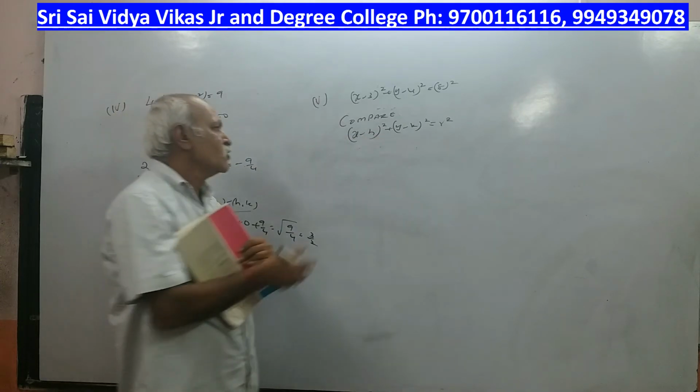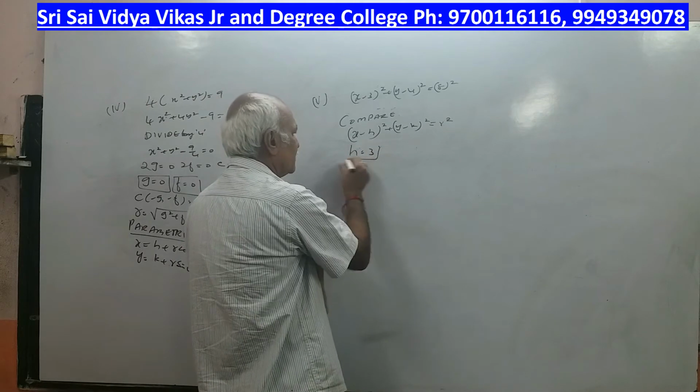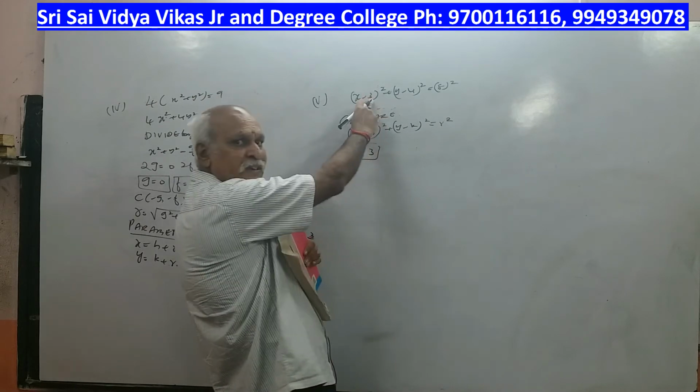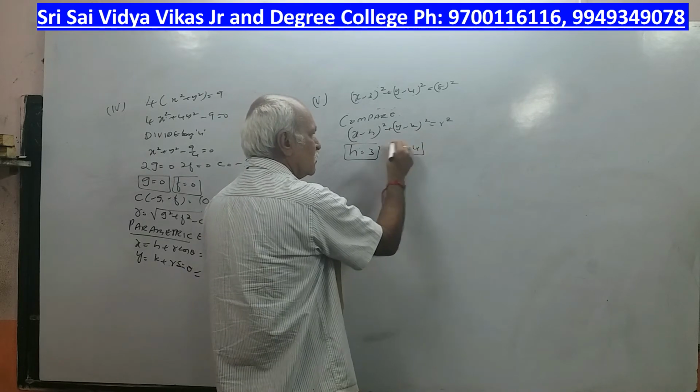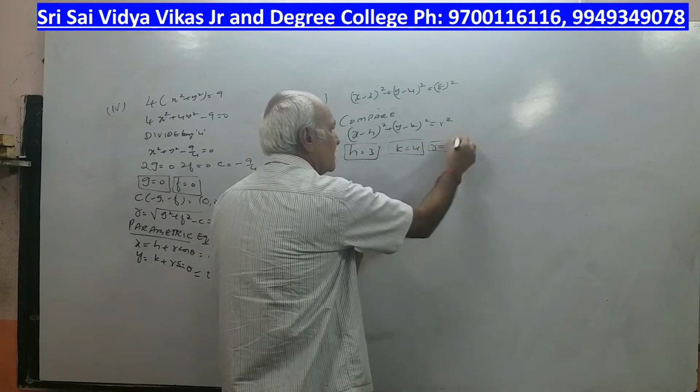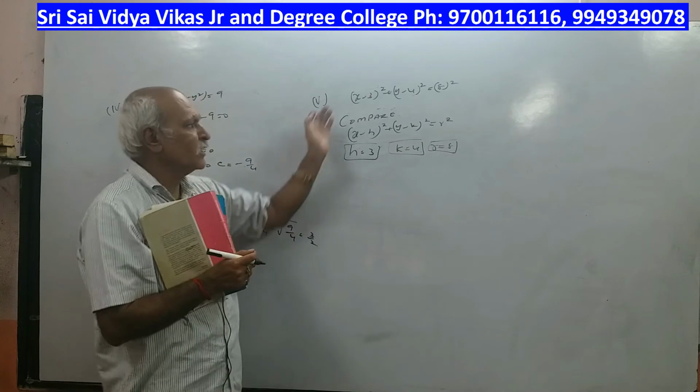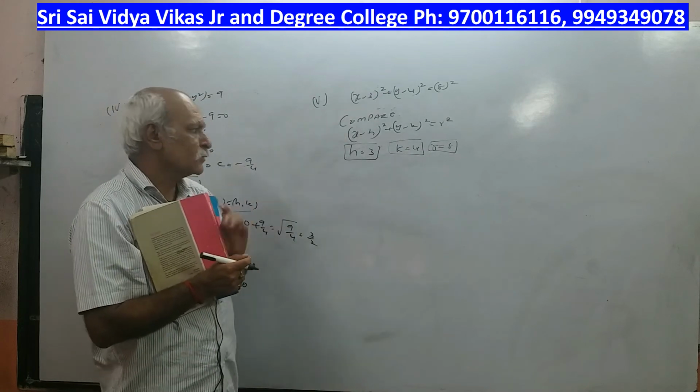If you compare, what is the h value we get? 3, because here minus h is there and minus 3 is there. Minus k is there and minus 4 is there, so k is equal to 4. And what is the r value? 8. Directly we get the h and k values, sir. No need of expanding. And this problem has been given many times for 2 marks.